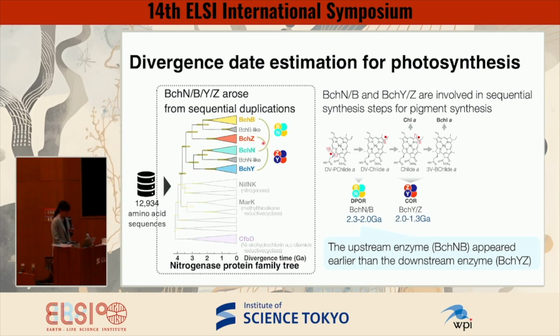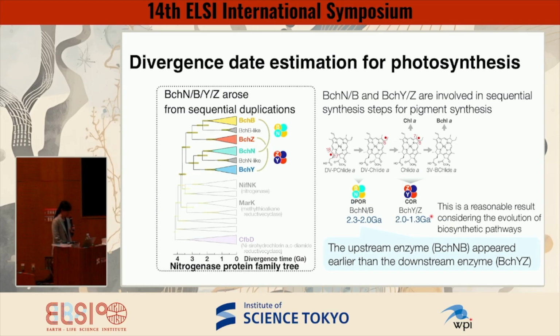From the divergence time estimation, we found BCH and BY emerged at least 2.3 billion years ago, and BCHYZ emerged 2.0 billion years ago, and we found the upstream enzyme BCH and B appeared earlier than the downstream enzyme. This is a reasonable result considering the evolution of biosynthetic pathways.